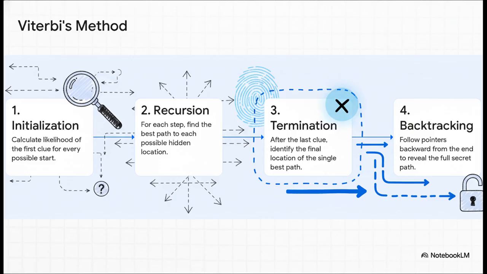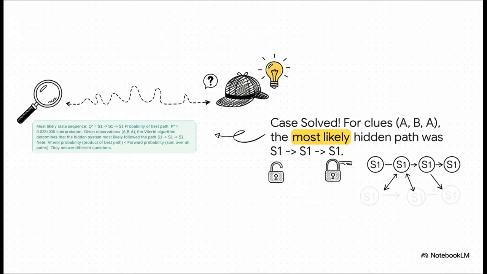First, it calculates the odds for that very first clue. Then, for every clue after that, it extends the investigation, always finding the most likely way it could have arrived at each possible hidden state. Once it gets to the end of the evidence trail, it finds the most probable final location. And then, this is the really cool part, it backtracks, following the breadcrumbs of best choices it saved along the way to reveal the complete, single, most likely hidden path from start to finish. And there we have it, case solved.